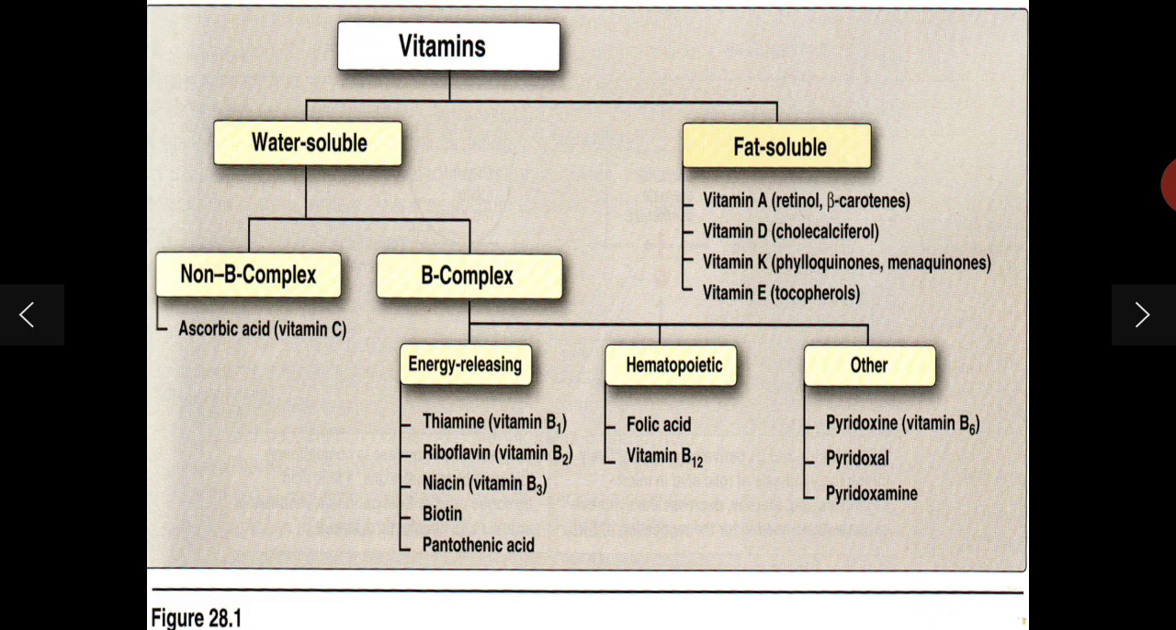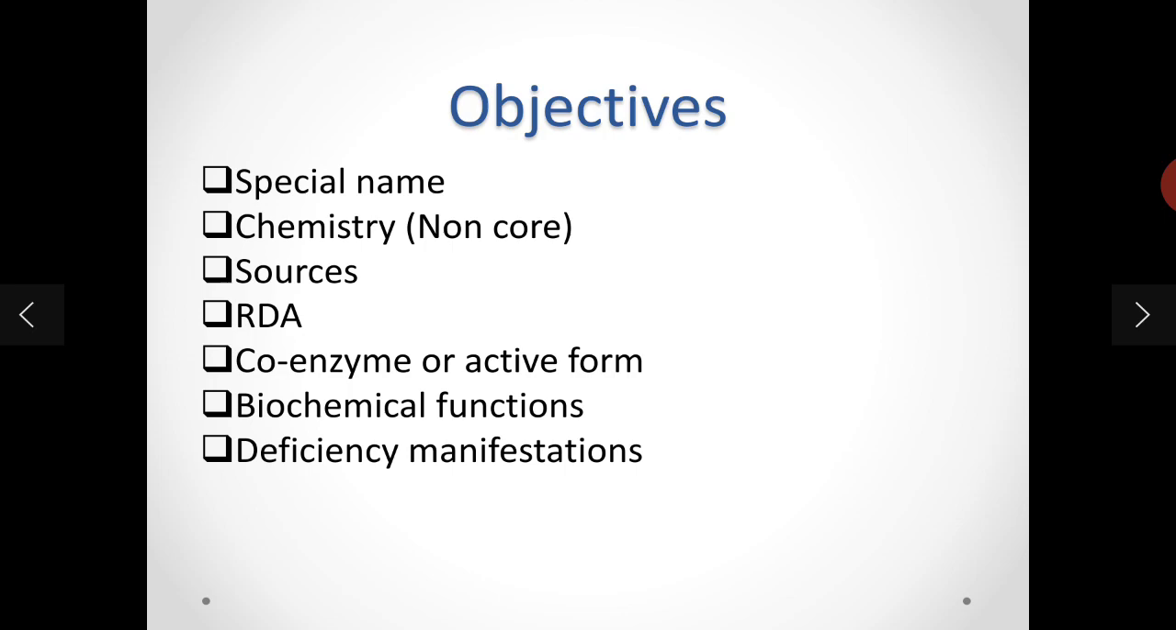Water soluble, again we have non-B complex and B complex. Non-B complexes are your ascorbic acid, whereas B complexes we have vitamin B1, B2, B3, B5, B6. Okay, and fat solubles we have 4, that is vitamin A, D, E and K. So these are the objectives under what we are going to learn about your vitamins. Special names, chemistry of your vitamins or the structure of your vitamins, sources, recommended dietary allowance, coenzyme or their active form of your vitamins, biochemical functions and their deficiency manifestations.